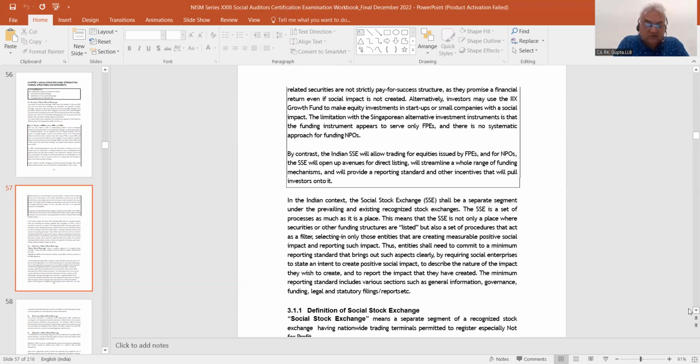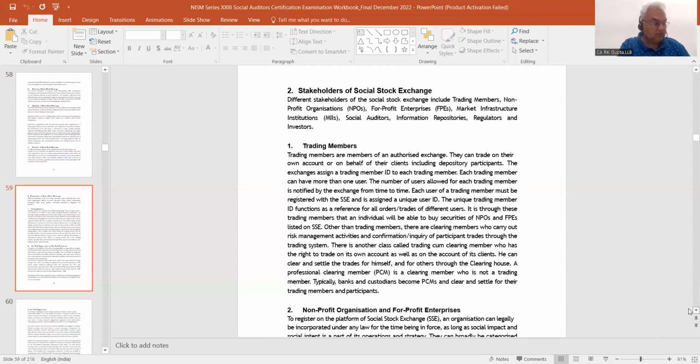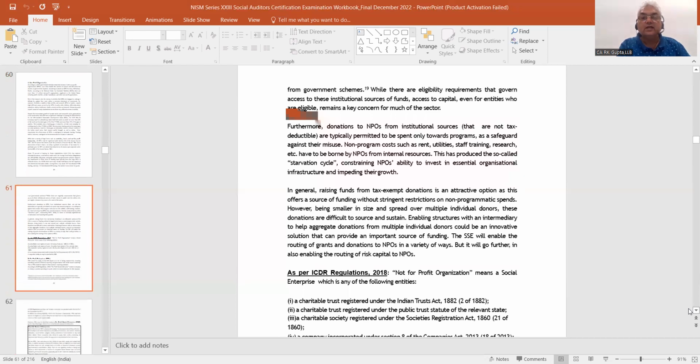And what will be the functions of this stock exchange? Functions will be standardization of procedures; there will be a framework of procedures, guidelines, and a code of conduct of the organizations. And what will be the different stakeholders in this? There will be trading members. Trading members will be allotted more than one user ID. NPOs will be there, for-profit organizations. There will be market infrastructure institutions. Social auditors will be there. Then information repositories, which will be compiling the information and sharing it in the public domain. There will be regulators, and then there will be investors.